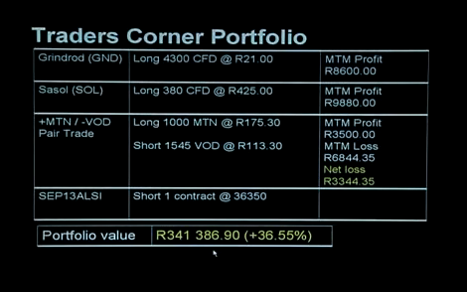We're long Sasol and Grindrod. We've got our pairs trade open in MTN and Vodacom, which is at the moment resulting in a net loss of 3,300 Rand for us. And then we've got this top 40 futures, which we shorted this week, and we've just put that on now. All right, so that's what the portfolio looks like.